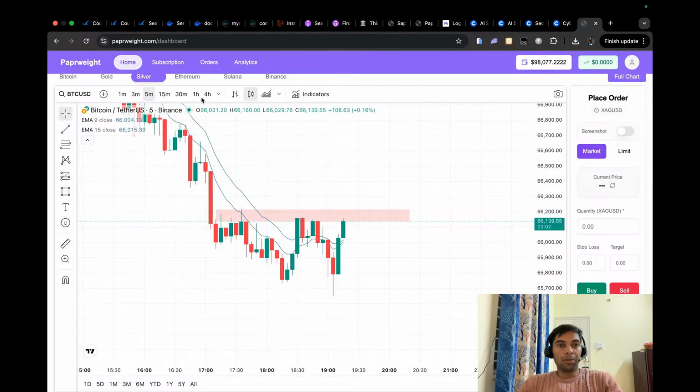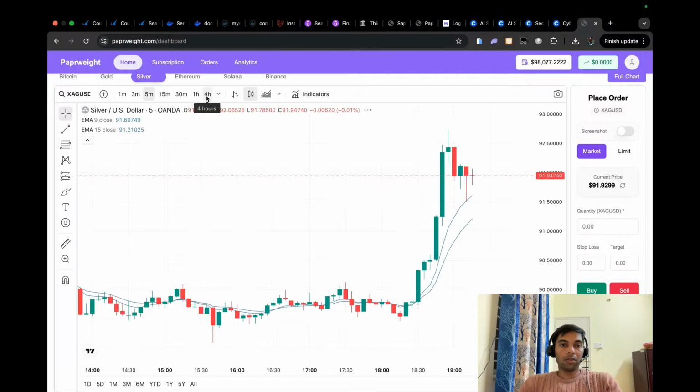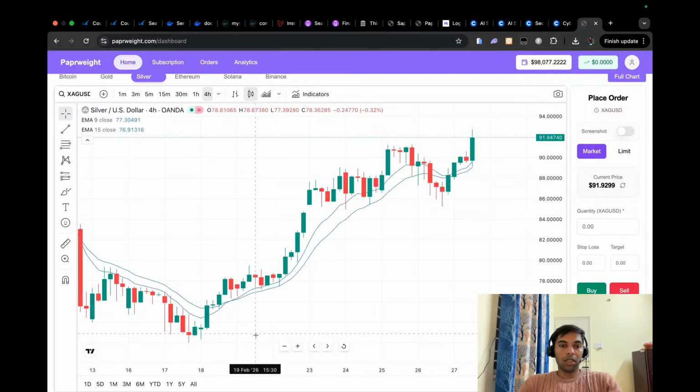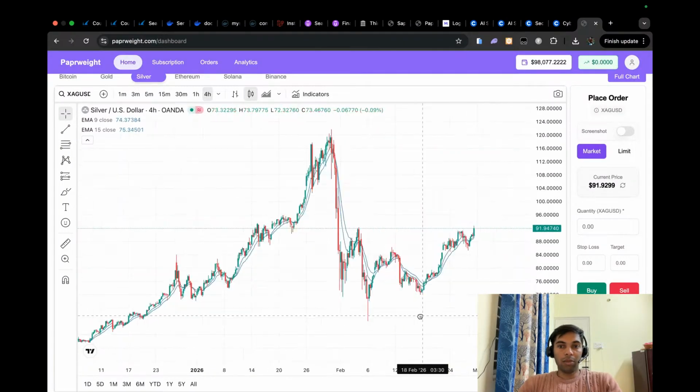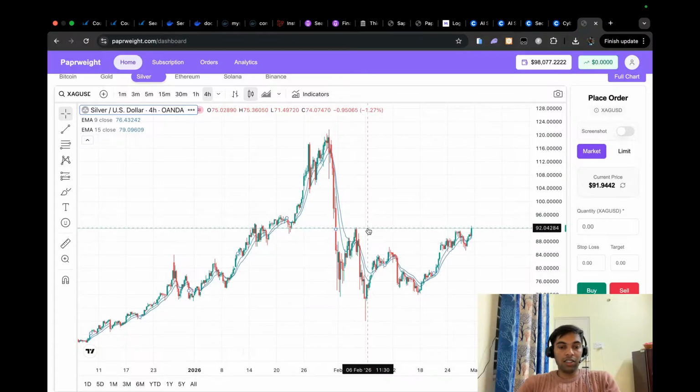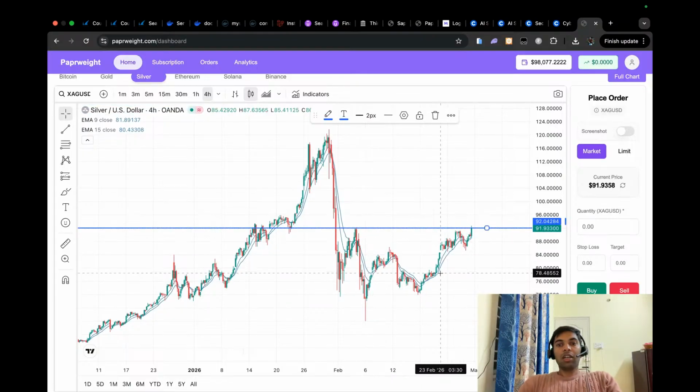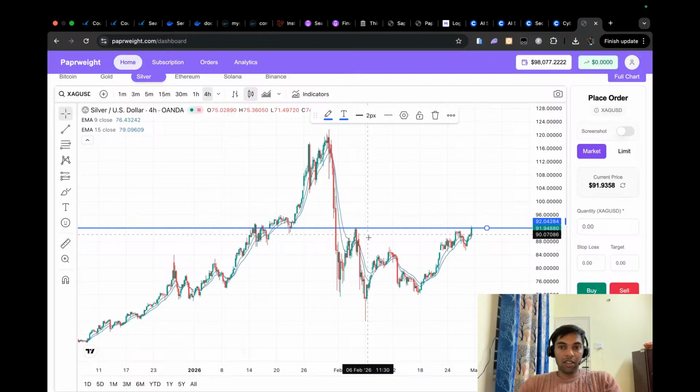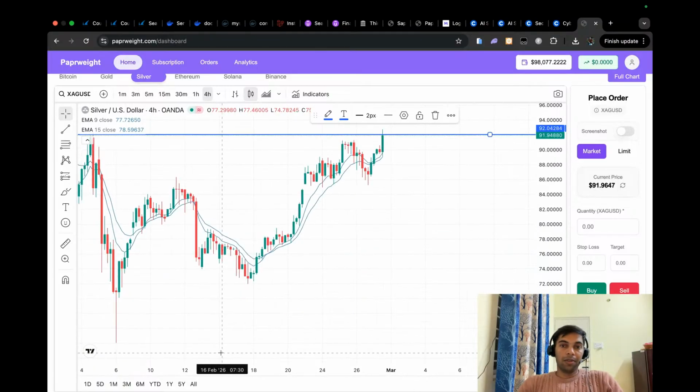And in silver, as you can see, at the 4 hour time frame, the market is at this selling zone. Last time the market had a massive sell at this area. Now the market has gradually reached this area again, so this is again the selling zone. Let's see how the market will behave at this selling zone, right?